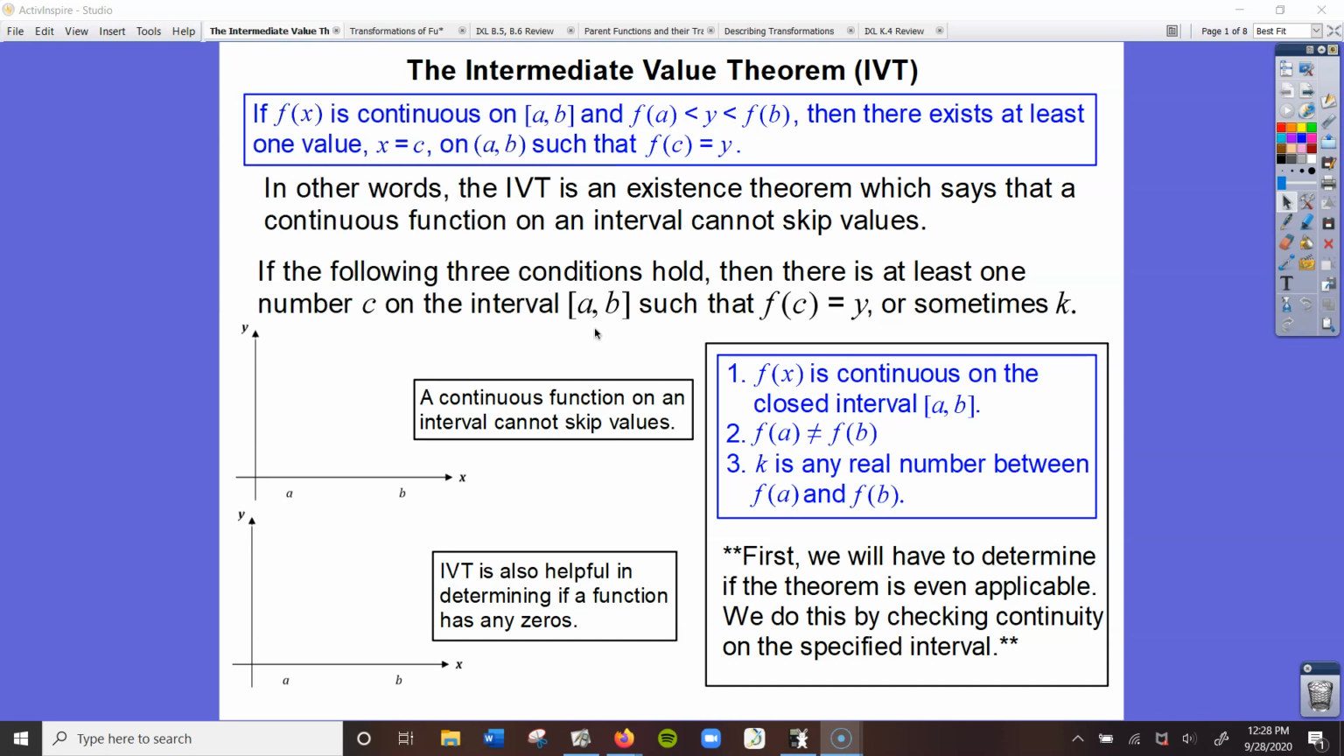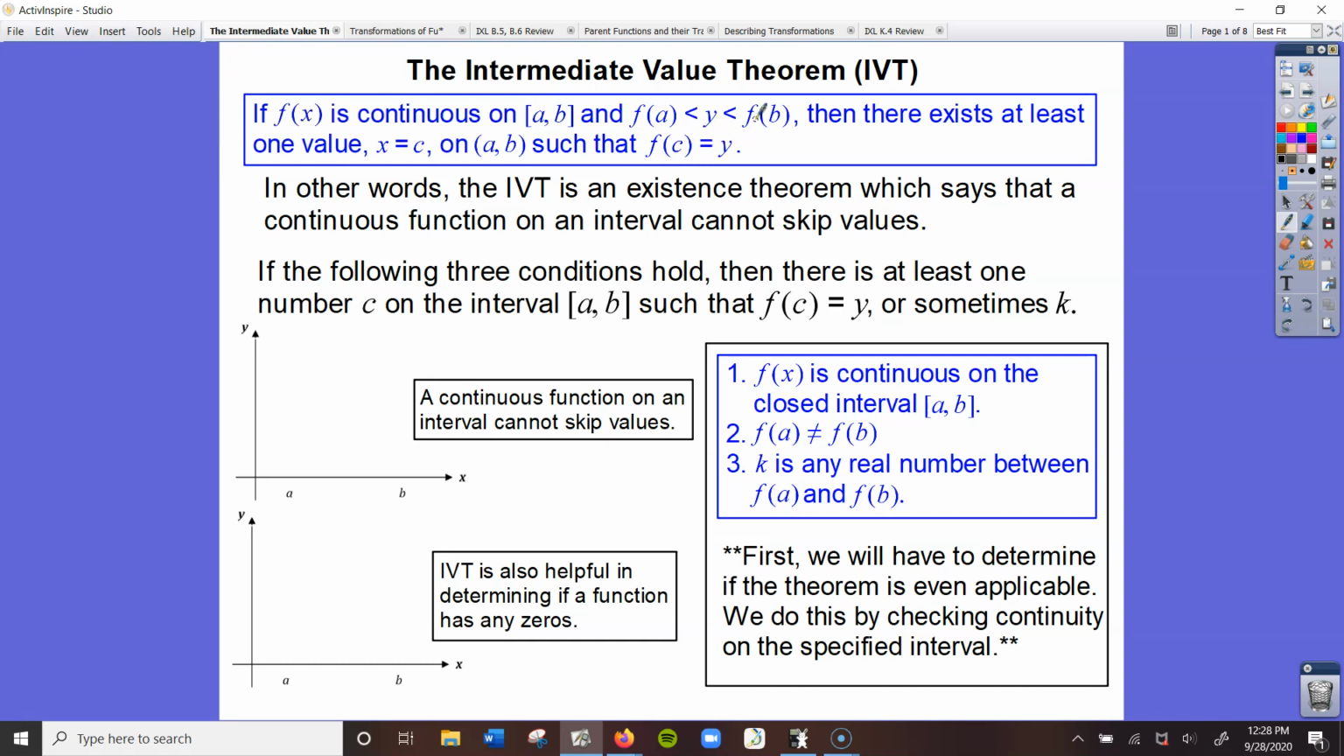Hello everyone. Today we're going to learn about the intermediate value theorem. Now, the formal definition of the intermediate value theorem states that if f of x is continuous on the closed interval a to b, and some value y is between f of a and f of b, then there exists at least one value where x is equal to c on the interval a to b, such that f of c is equal to y.